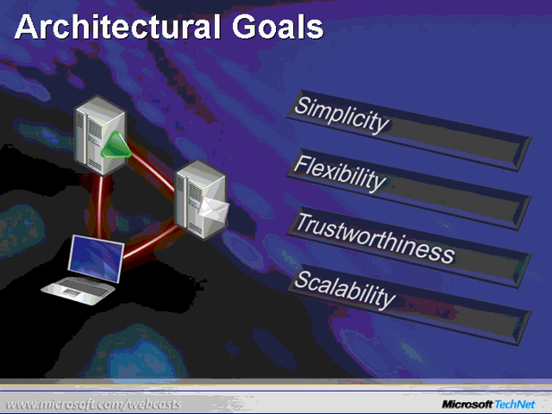Make it as simple as possible to deploy and to manage. Flexibility in terms of deploying different server roles, making sure that you have different roles that are available, and you get to choose what you deploy. Of course, there's a core set that needs to be deployed. Trustworthiness is around making sure that things are secure.